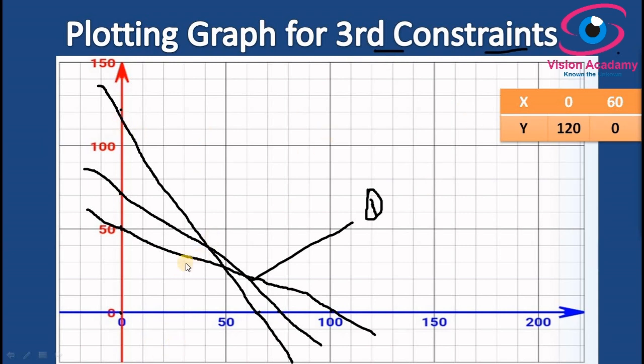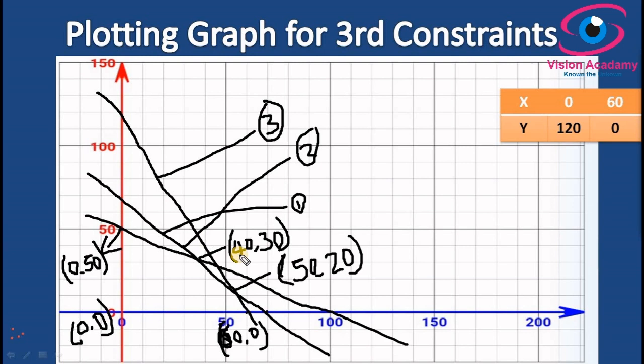Now we have to find the feasible region. This is the first constraint, and this one is the second constraint. 50 to 60 is the second constraint, and 120 to 60 is the third constraint. Now we have to find the region based on their inequalities. The first constraint inequality is of lesser than or equal to type.